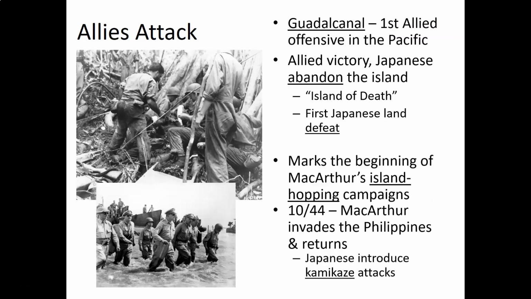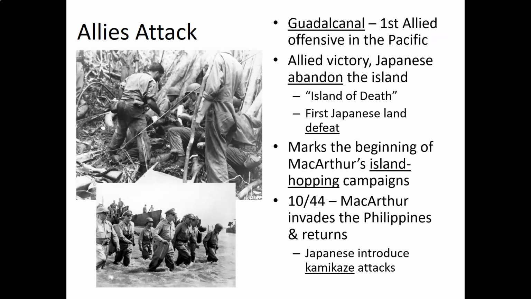So now the Allies, they're going to attack. You have Guadalcanal. It's going to be the first Allied offensive across the Pacific. It's going to be an Allied victory. The Japanese abandon the island. It's the first Japanese land defeat, and this is actually going to mark the beginning of MacArthur's island hopping campaign, where they're going to hop across certain islands in the Pacific and avoid certain places to kind of starve out Japanese garrisons. Now, ultimately, MacArthur will return to the Philippines in October of 1944 and attack there. And this is where the Japanese introduced their new desperation attacks with their planes, known as kamikaze attacks, on particularly U.S. ships.